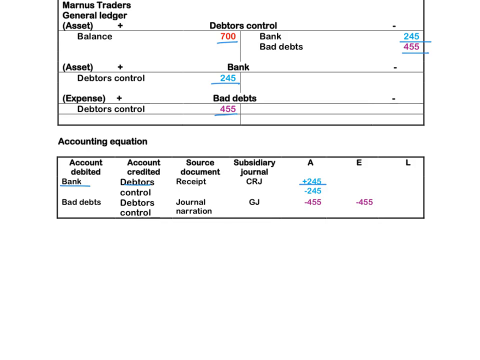Bank increases on the debit side, so assets increase. Debtors control on the credit side will decrease assets. A receipt is issued as proof of payment. Bad debts is debited to increase expenses. Expenses decrease the profit. Debtors control will decrease my assets. And when we write off bad debts, we will record it in the general journal, and we will use a journal narration as source document.